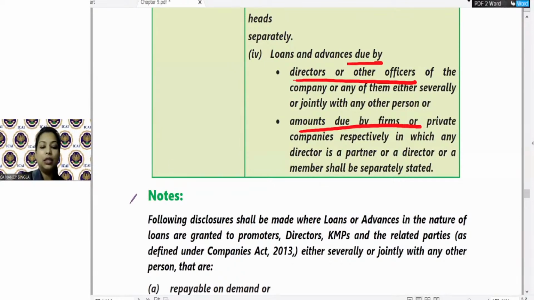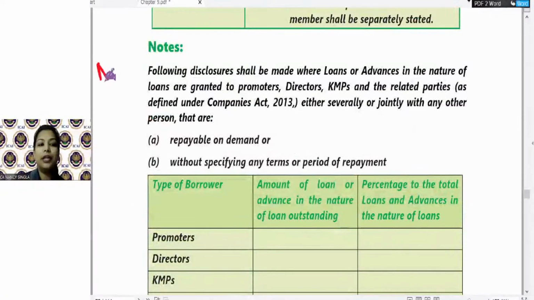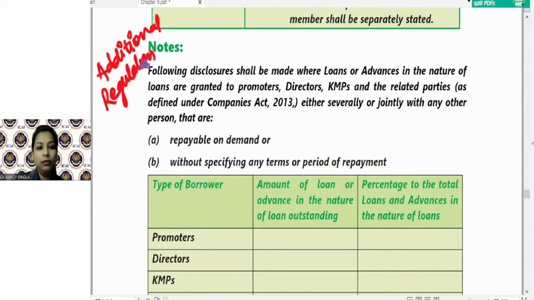Now this is what additional regulatory requirement with respect to loans and advances to... just a minute, additional regulatory information. Who is required to give such information? It is the management, the company who is required to give such information.